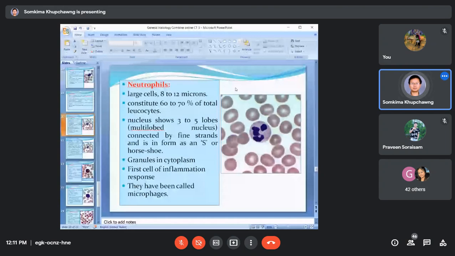And then the nucleus has 3 to 5 lobes. Multi-lobed nucleus. And those lobes of the nucleus are, as you can see here, connected by a fine chromatin strand. The nucleus may be in the form of an S shape or a horseshoe shape. Granules are present in the cytoplasm. It is the first cell of the inflammation response. They are also known as the macrophages.